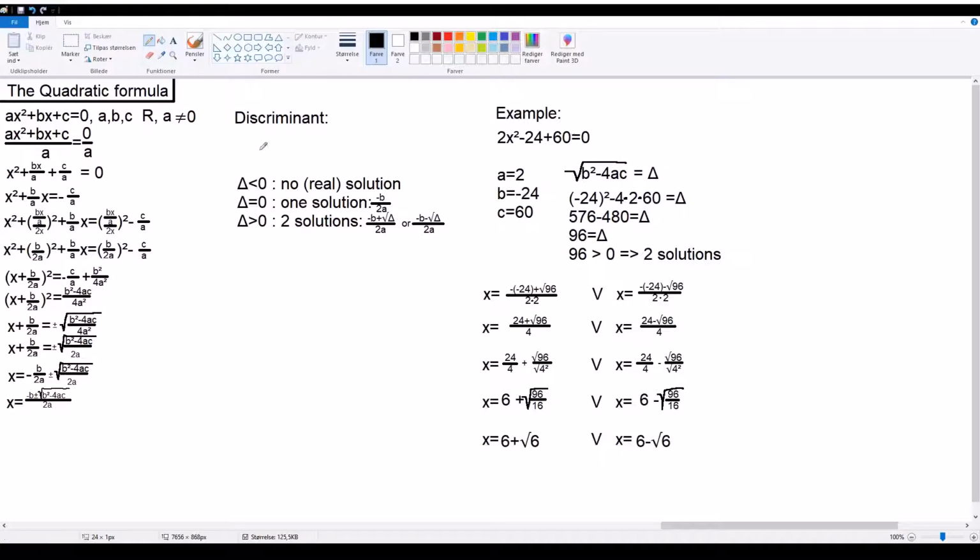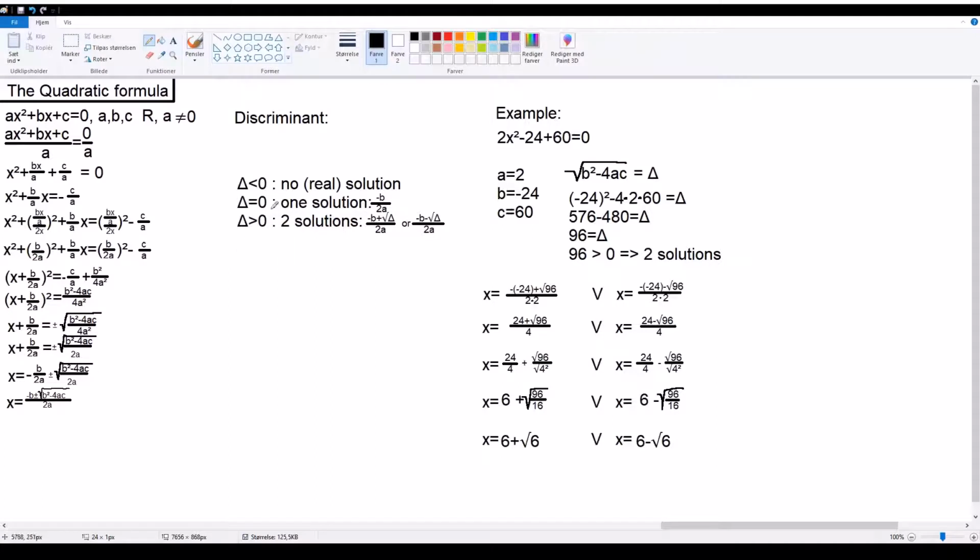It can be represented by delta, or the triangle here. And it can tell you essentially what x can be just from the values you have already. So if the discriminant is less than 0, it means that there's no real solution, as you can't take the square root of a negative number. If the discriminant is equal to 0, it means there's only one solution, which is negative b divided by 2a.